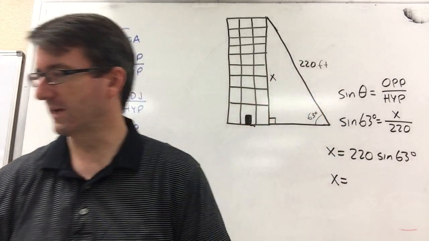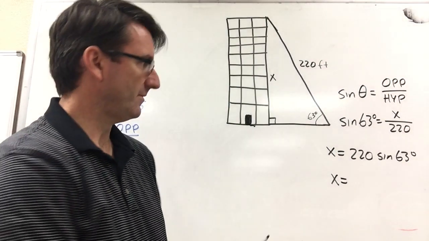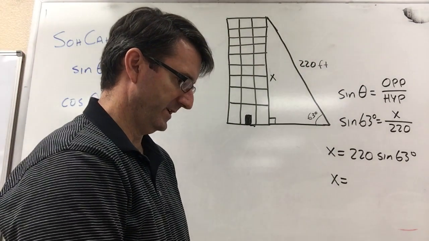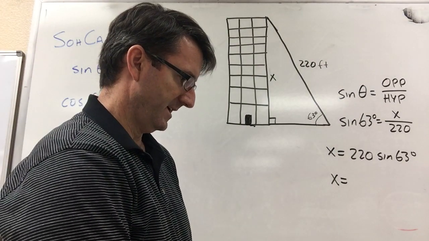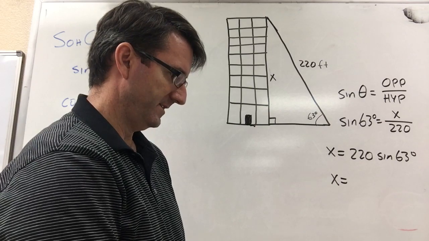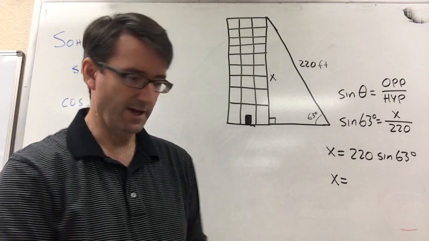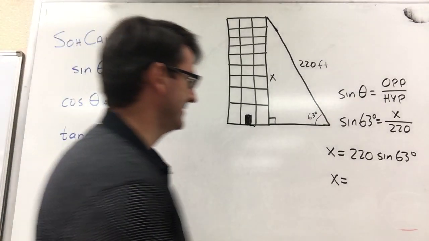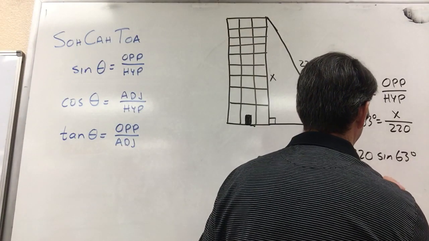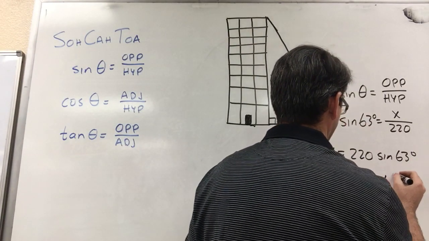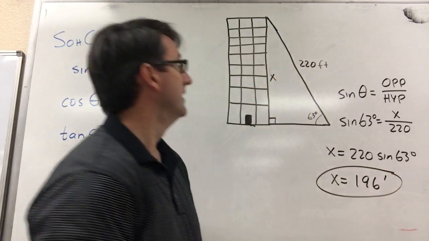And we can plug that into our calculator. 220 times the sine of 63 degrees is 196 feet. And that's going to be our answer.